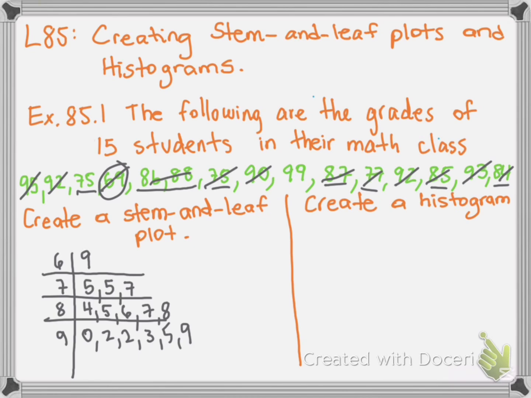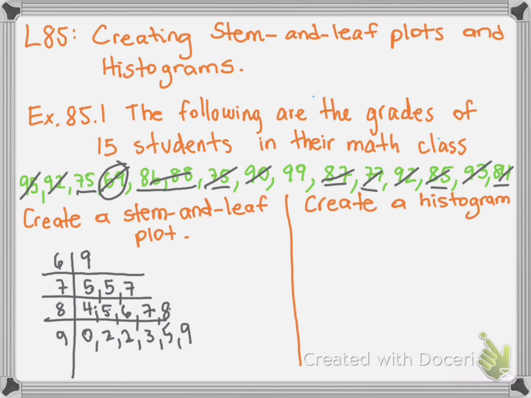15 leaves. So 1, 2, 3, 4, 5, 6, 7, 8, 9, 10, 11, 12, 13, 14, 15. So we got them all. And that's it. Pretty simple. So again, you get like what is the main number, that's your stem, and then the leaves is the last number. Okay, now the exercise also asks that we write a histogram.